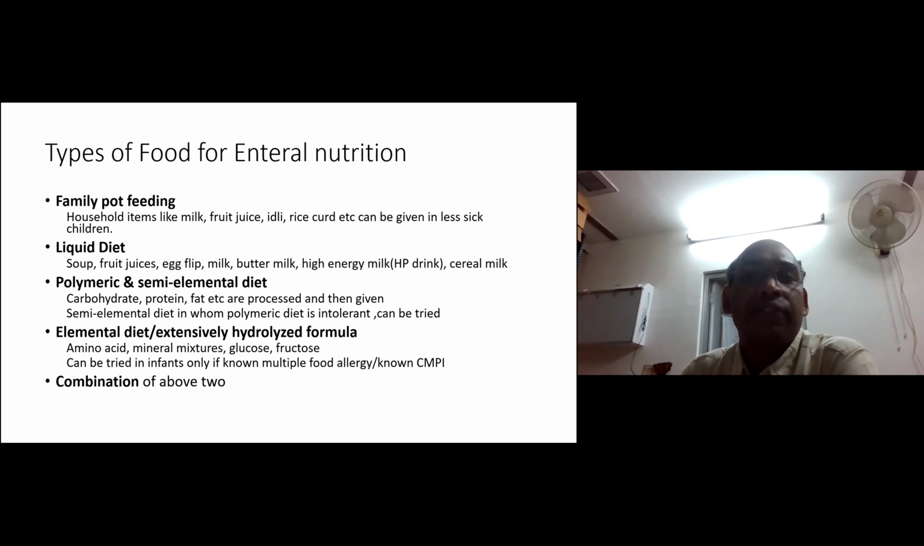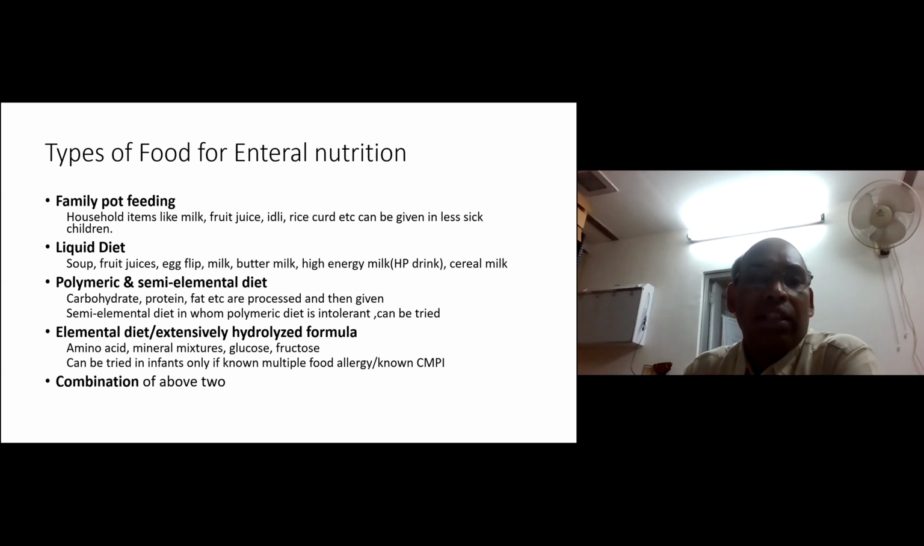So what are the types of food to be given? Of course, for the older child, normal foods, whatever food is available, should be given. For small children, semi-solid food like milk and milk-based foods, juices, and rice curd can be given. And other liquids like soup, fruit juices, egg flip milk, milk-based diets and high energy milk can be advised.